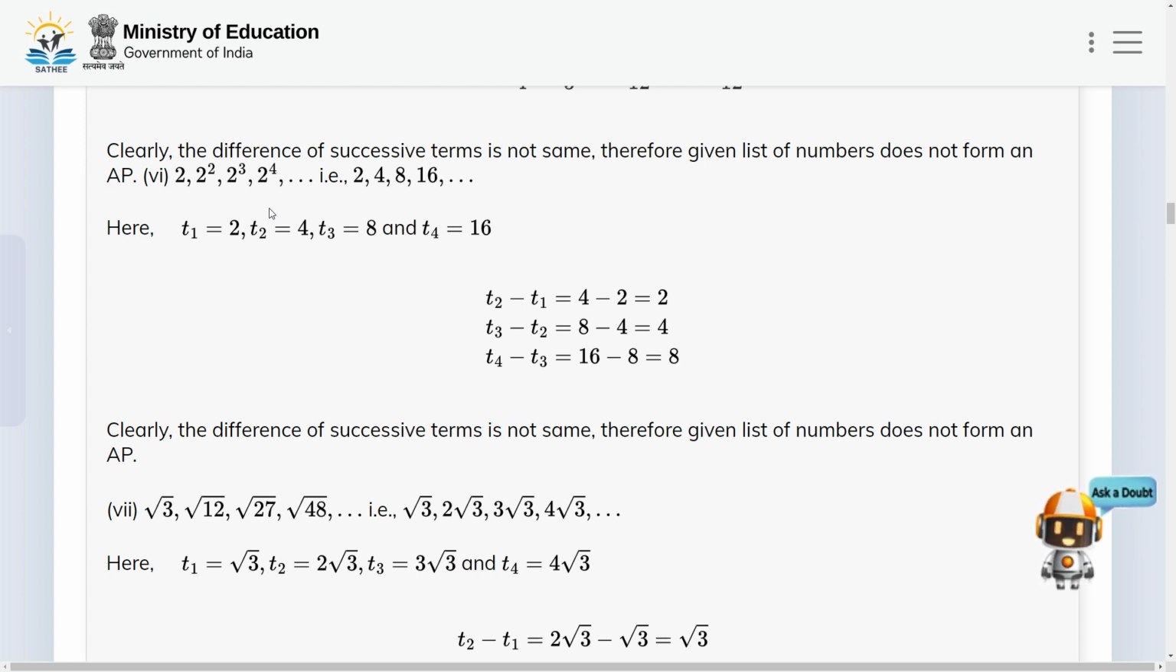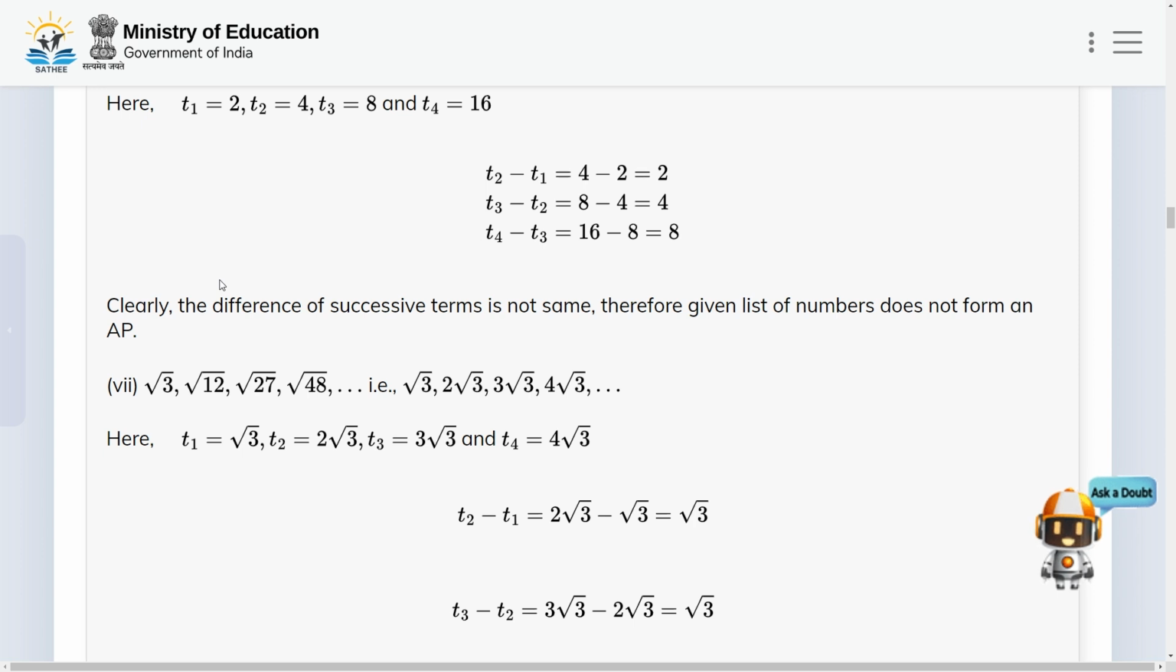So in the seventh one, we have this list of numbers: root 3, root 12, root 27, root 48, and so on. Here you can also write this list of numbers in this form: root 3, 2 times root 3, 3 times root 3, 4 times root 3, and so on. So here the first term t1 is equal to root 3. The second term t2 is equal to 2 times root 3, the third term t3 is equal to 3 times root 3, and the fourth term t4 is equal to 4 times root 3.